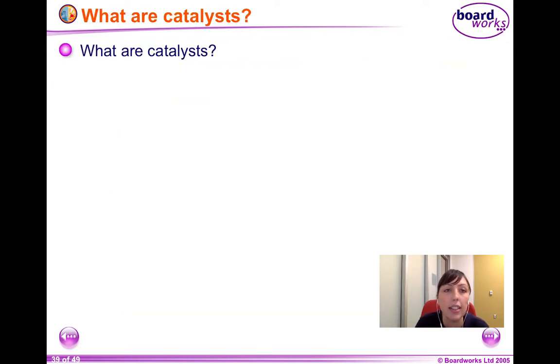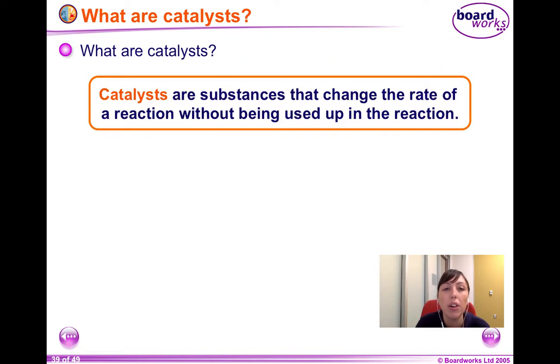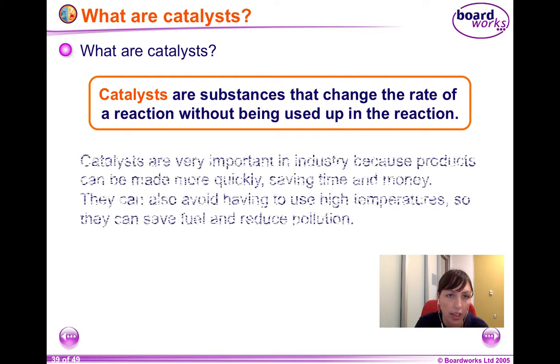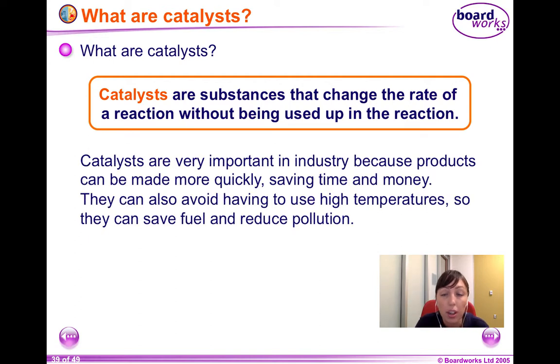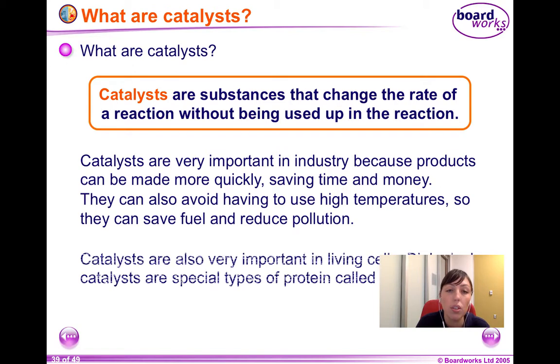Okay, so lastly, catalysts. So what are catalysts? We know that catalysts are substances that change the rate of a reaction without actually being used up in the reaction. Catalysts are very important in industry because products can be made more quickly, saving time and money. And they're also extremely important in our body. Almost all of the chemical reactions in our body are controlled by catalysts. They can also avoid having to use high temperatures, so they can save fuel and reduce pollution in industry. Catalysts are very important in living cells.